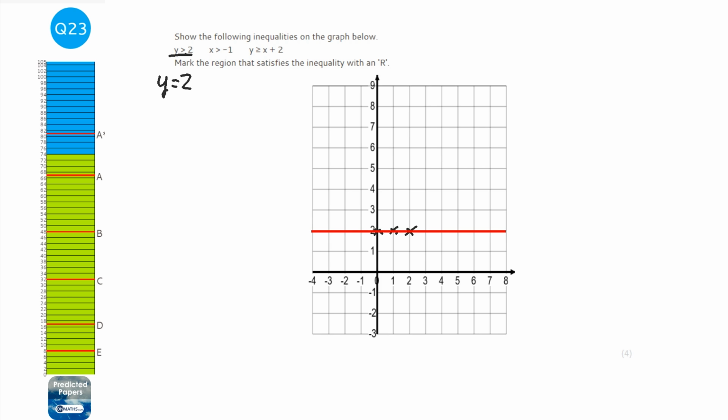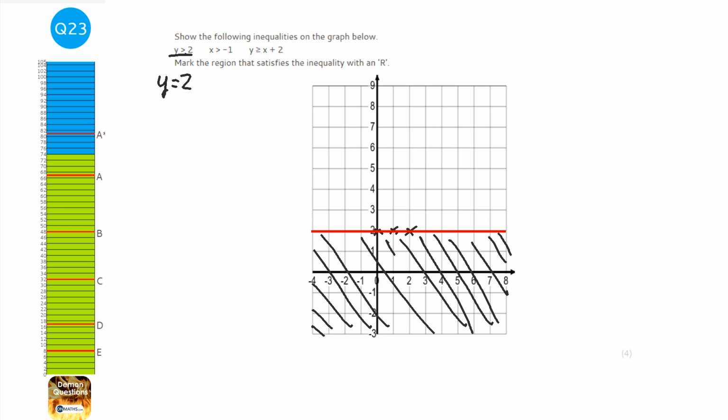Now, the inequality says y is greater than 2. So what I want to do is shade out the region that we're not looking at. So we're going to shade out this bottom region here, because we don't want that. And some teachers say shade in the region you want, but it's a lot easier to see the region you want if you shade out everything else. Otherwise you're looking for overlapping regions. Okay, so that is done, so we can cross that off.